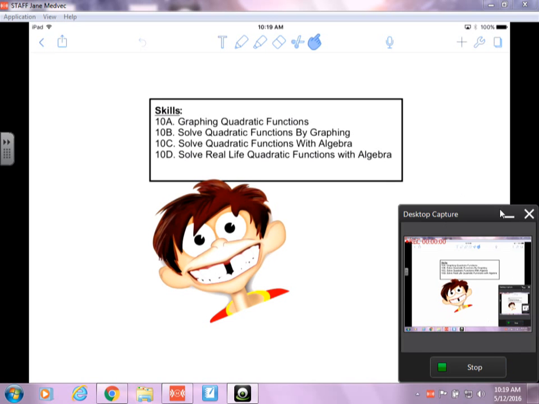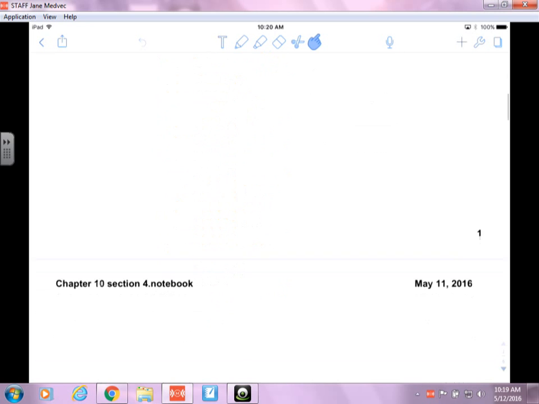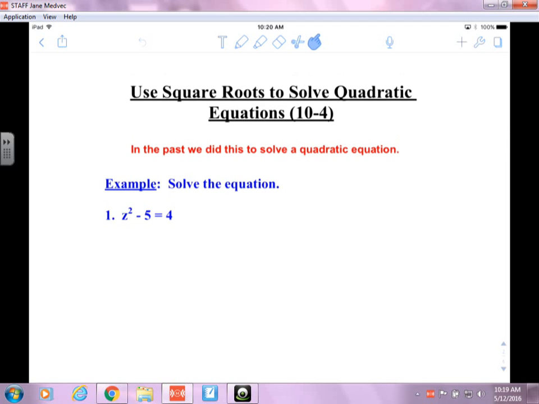All right, today we're going to continue with chapter 10. We graphed quadratic functions, we solved quadratic functions by graphing, and we're going to start using our algebra. And so you're going to start seeing the algebra magic take place, all right? So let's go ahead and take a look at this.